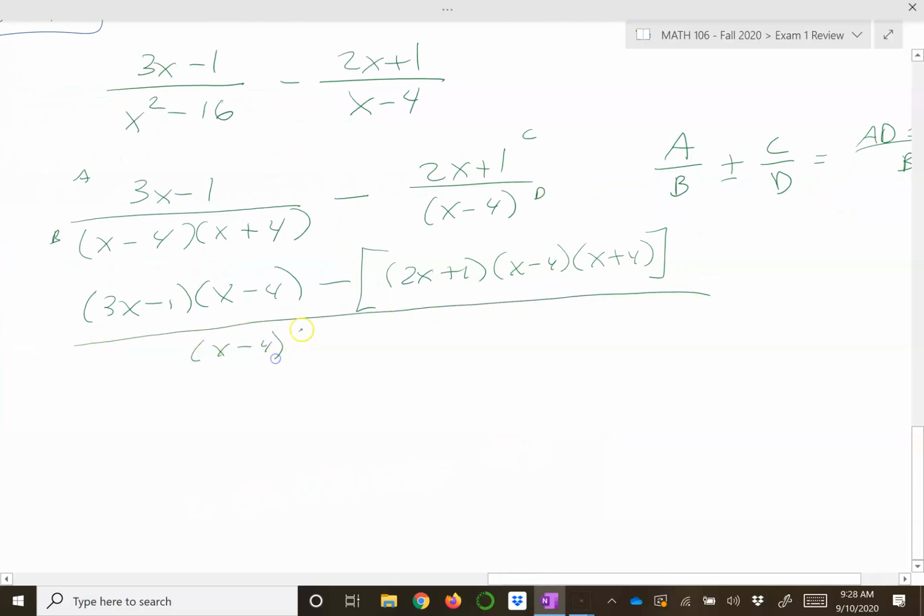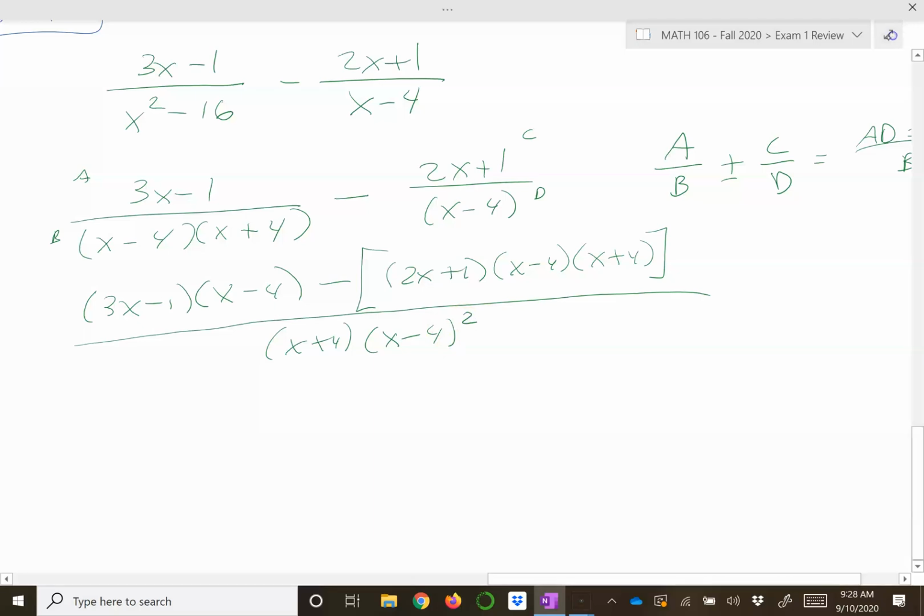x minus 4, x plus 4, x minus... Oh, so there's two x minus 4s. So what I might do here, I'm going to rewrite this slightly. x plus 4, and then x minus 4 squared, right? Because if there's two of them, we'll just write it in shorthand like that.